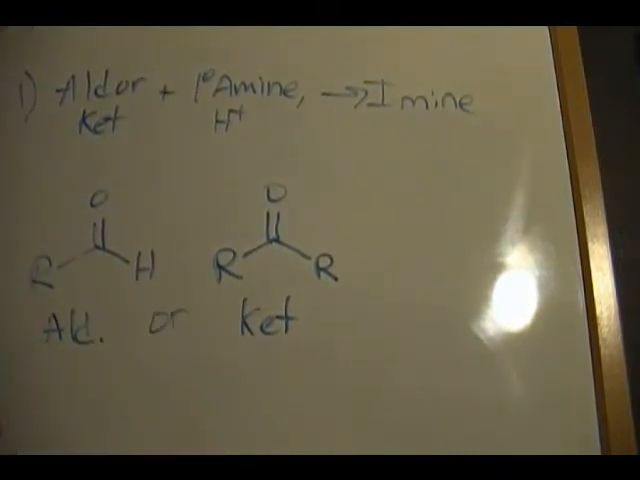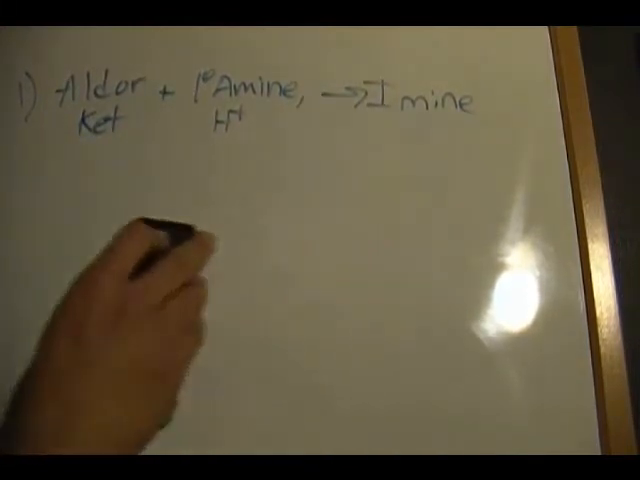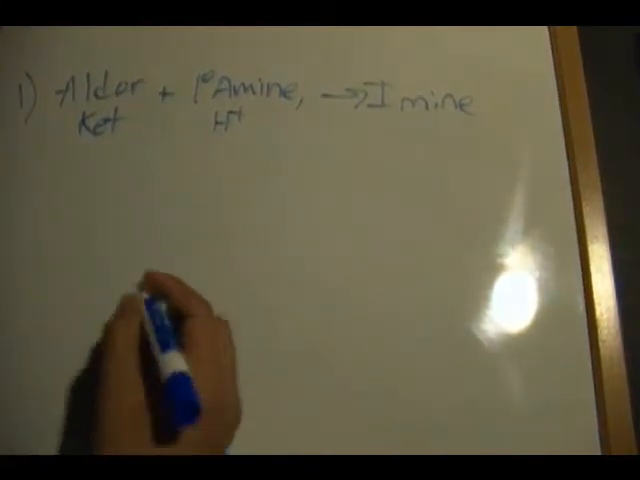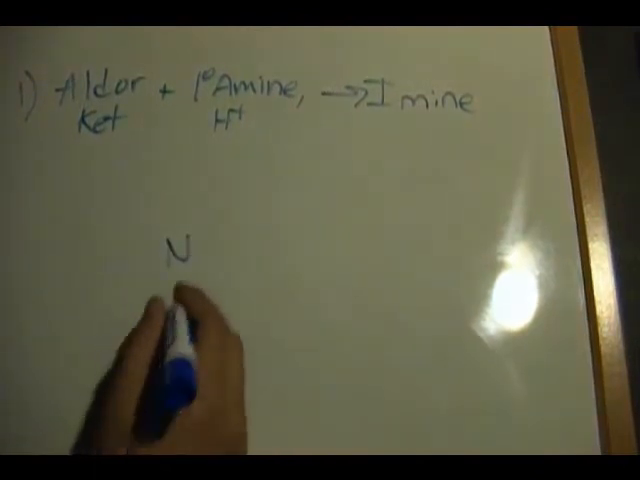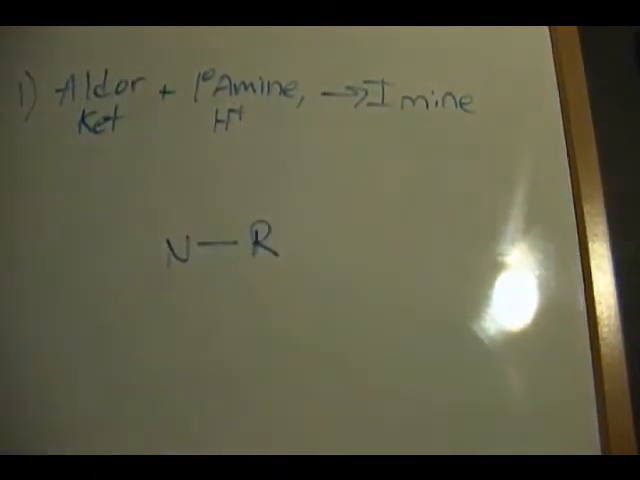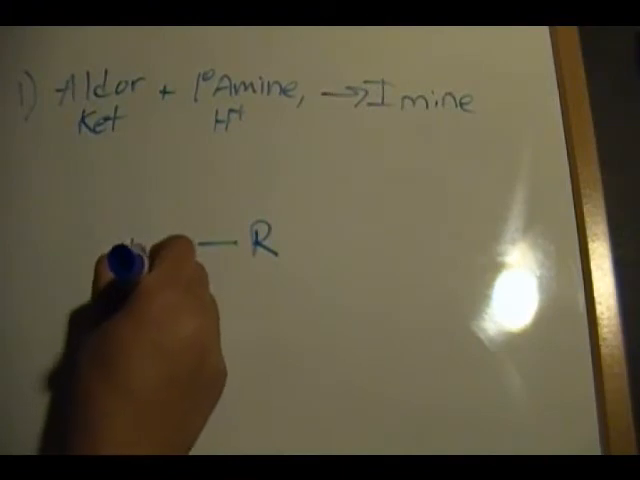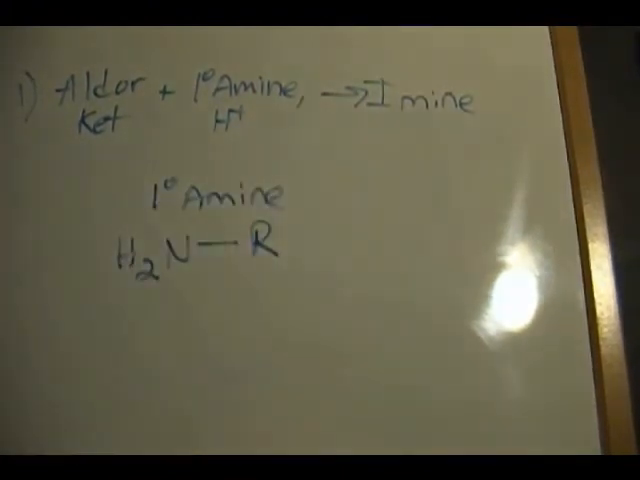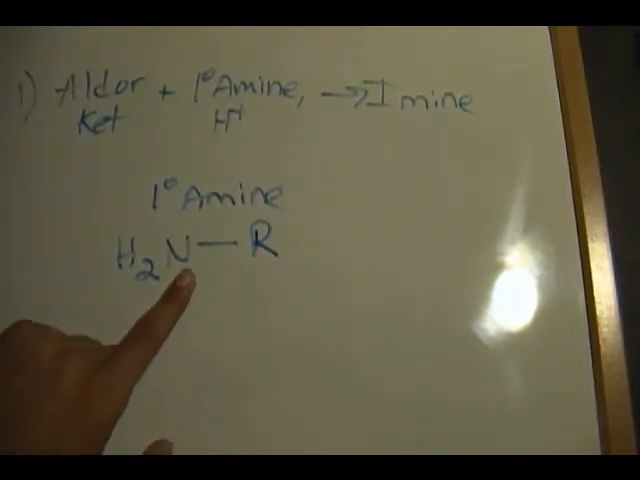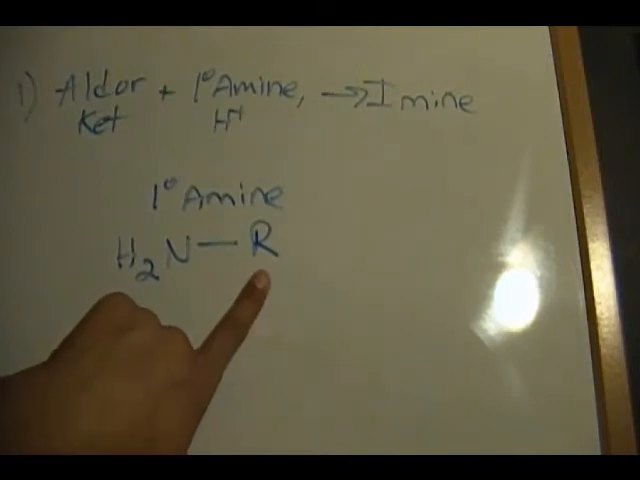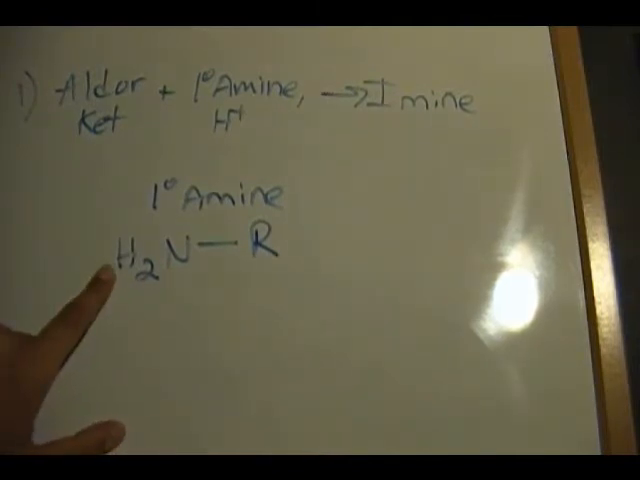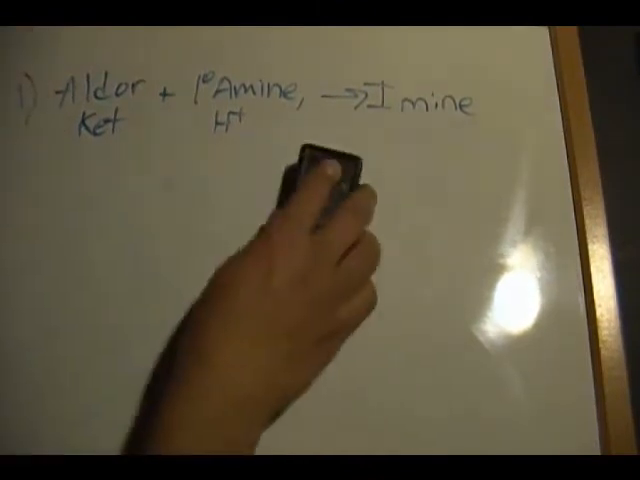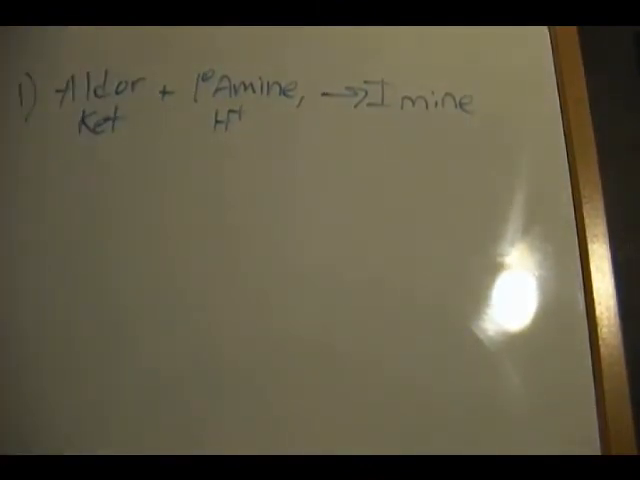Perfect. Now what is your primary amine? A primary amine is basically a nitrogen that has one carbon group attached to it and two H's. Okay, that's your primary amine. Again, your primary amine is one nitrogen that has one carbon group attached to it with two H's. And finally, what is an imine?